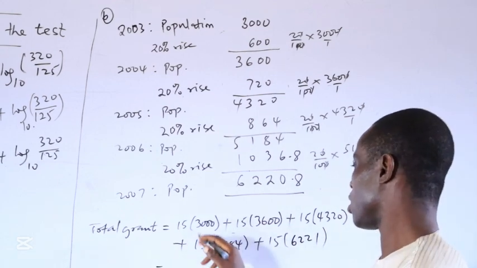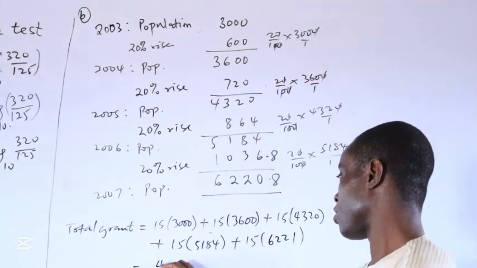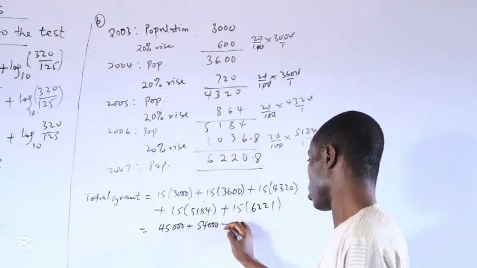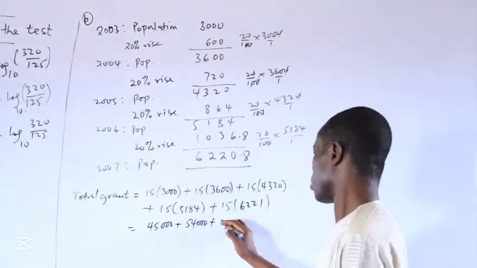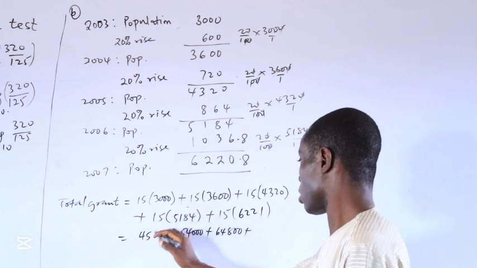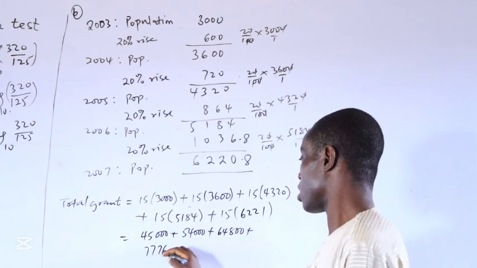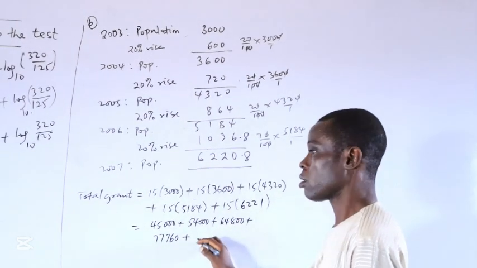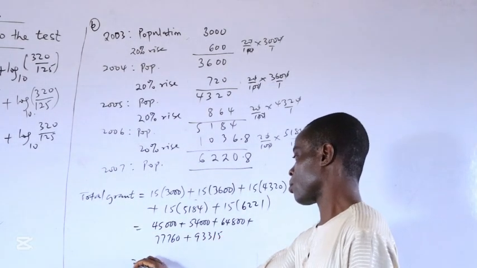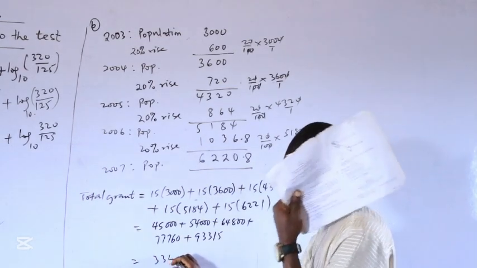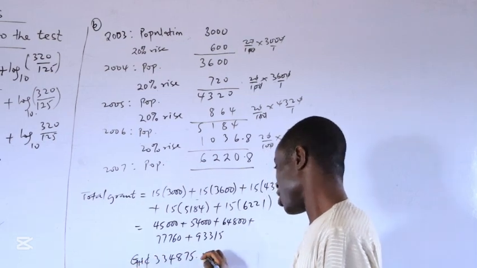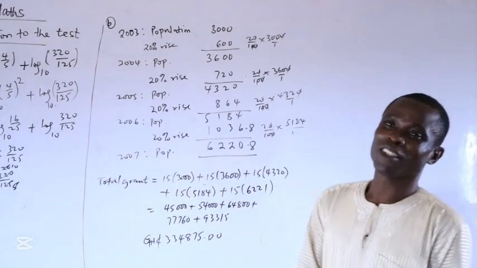Now multiply this. 45,000. What about this? 54,000. 64,800 plus 77,760. The last one, 93,315. Addition: 875, Ghana cedis 0.00. That is where you got it wrong.